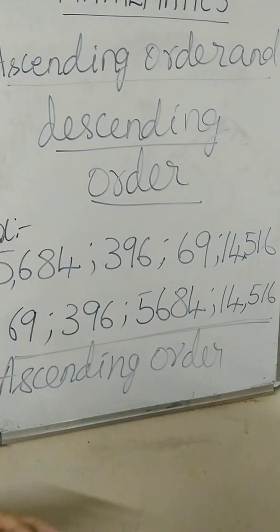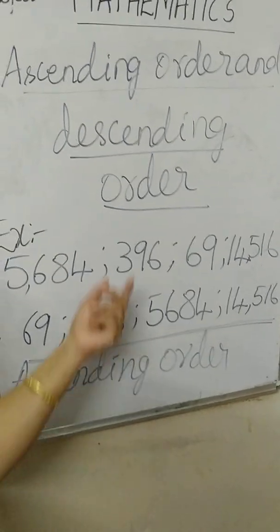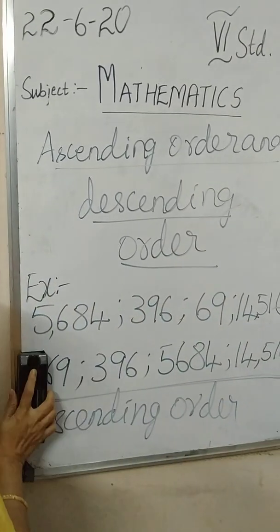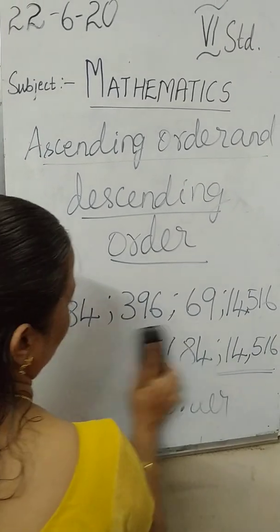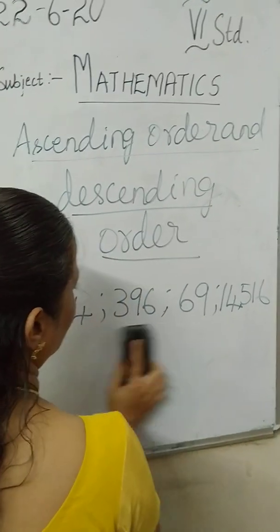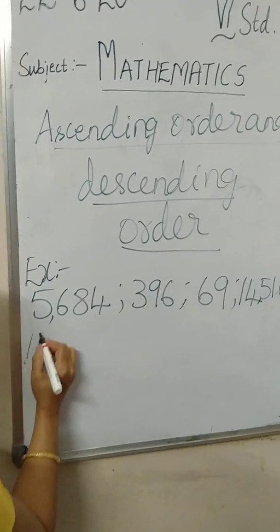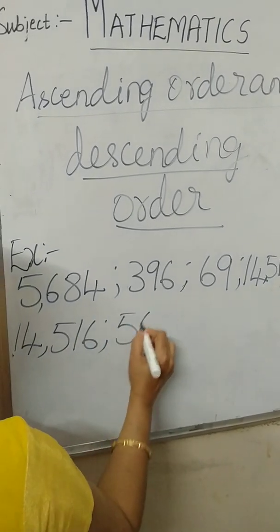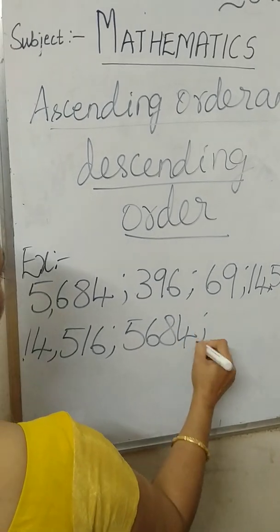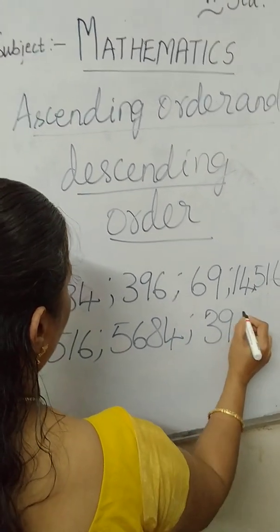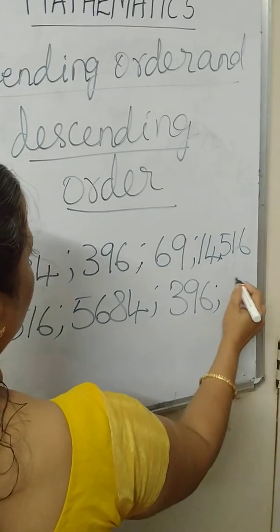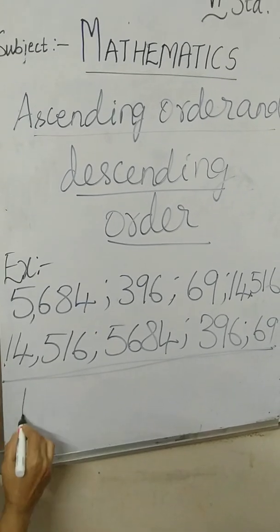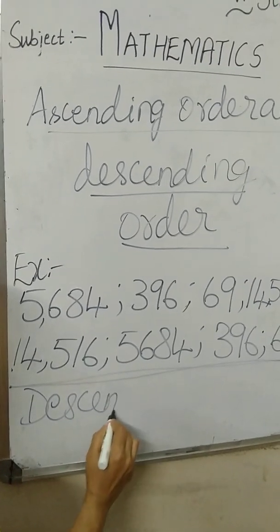When we write these numbers in the opposite order of ascending order, we get descending order. That is, when we start the numbers from the greatest number, that is 14,516, the next one 5,684, the next one 396, and the next one 69. This order of writing the numbers is called descending order.